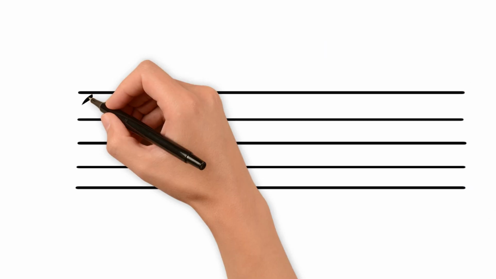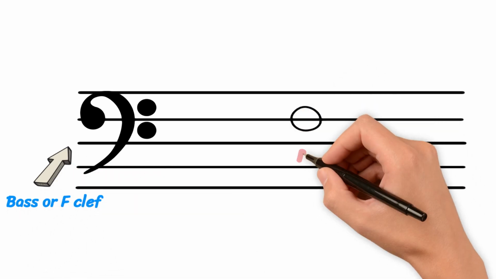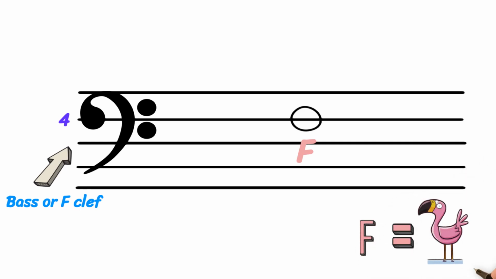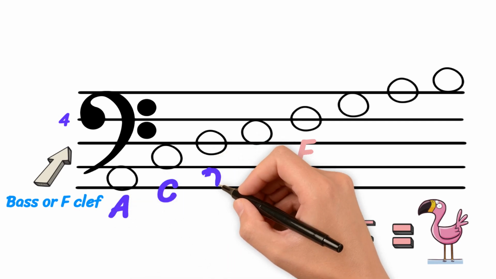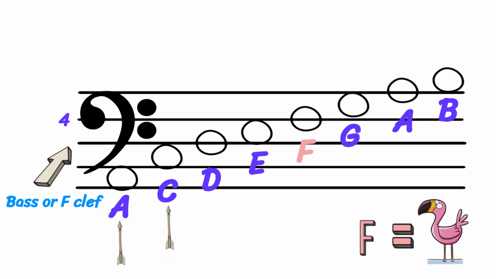The bass clef looks like a backward letter F and is also called the F clef. A reference note to remember is the letter F, placed on the 4th line or between the 2 dots of the bass clef. Once we have the letter F, we can fill in and write out the rest of the letter names. For the space notes in the bass clef, we get A, C, E, and G. However, I really want to include the letter F as the reference note on the 4th line.